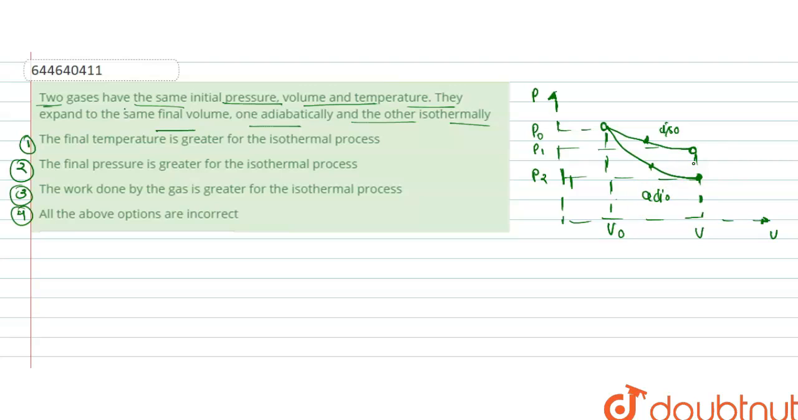So work done is equal to the area under the PV graph, that is, in the pressure and volume graph. According to this graph we can see that the work done by the gas is greater for the isothermal process.